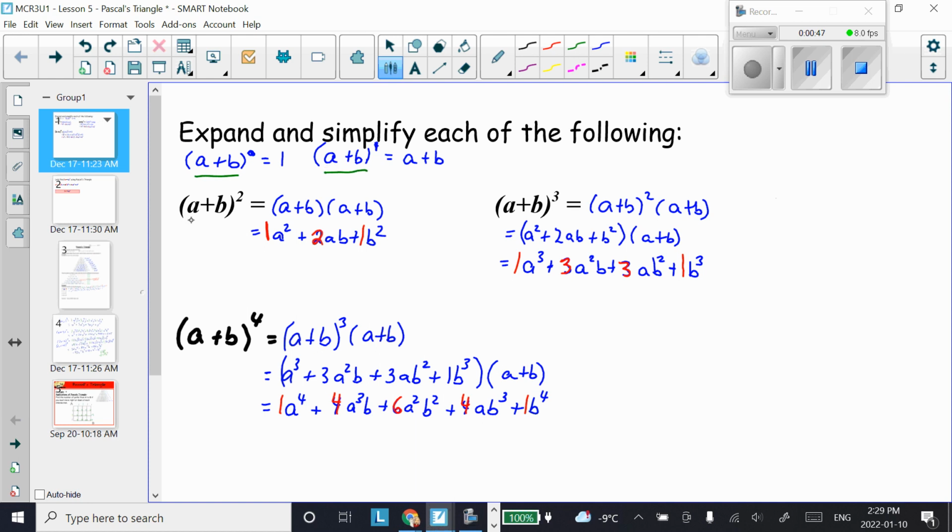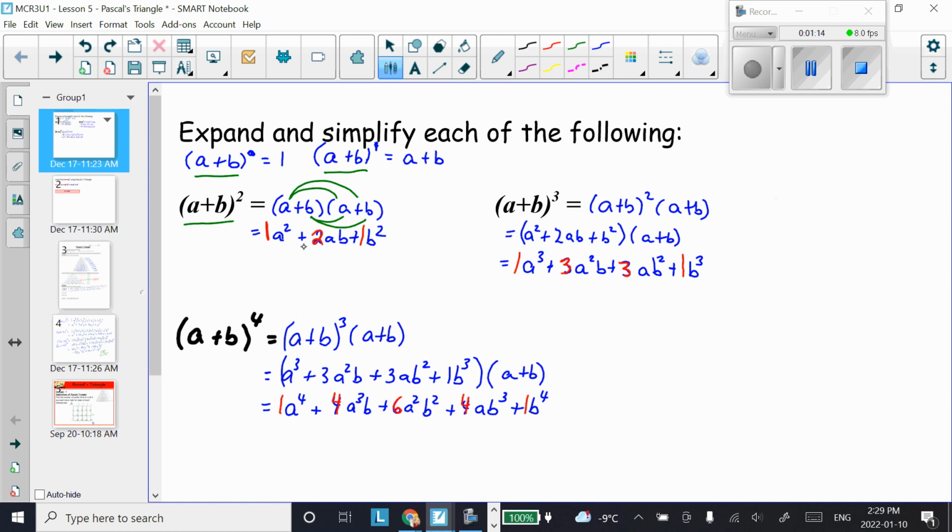Now, if we are multiplying two binomials together, such as a plus b times a plus b, we're going to use FOIL. So a times a, a times b, b times a, and b times b. And I've combined the two middle terms, a times b and b times a, to give us 2ab. So this you know already from grade 10.